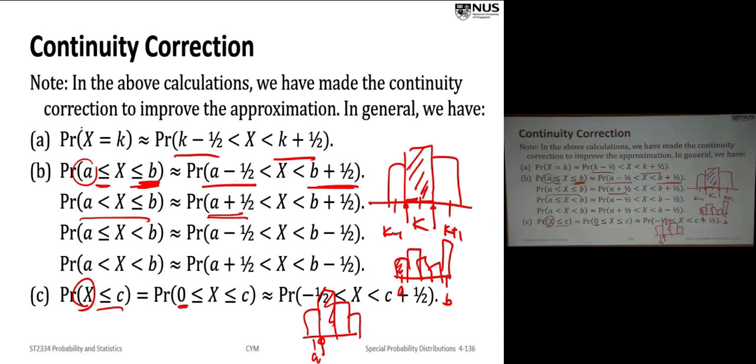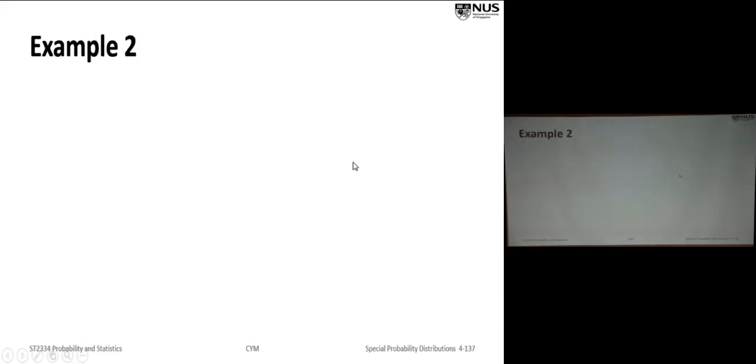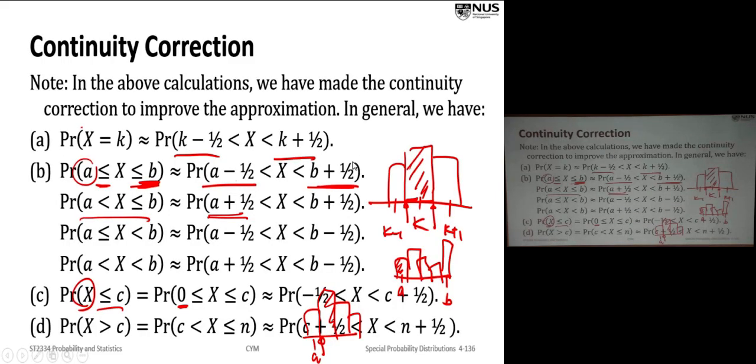If it includes that particular value, then you have to consider whether you add or subtract. If it extends on the right-hand side, then you have to add. If it's on the left-hand side, that means less than, then you have to extend it to minus half. So it's very simple, although it looks complicated. Similarly, x greater than c is from c plus half up to n plus half.